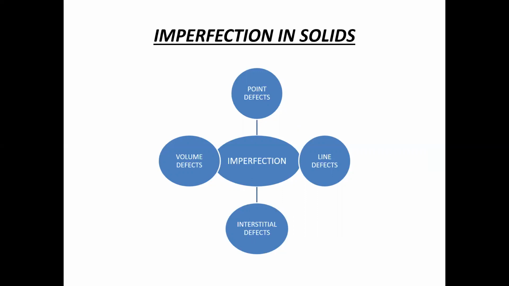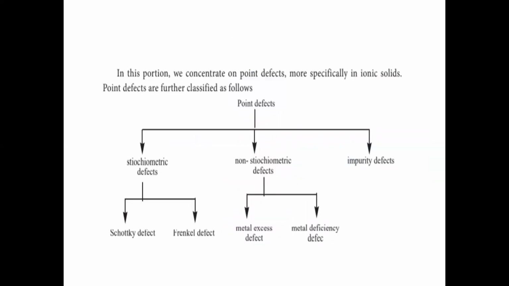Point defects mean the ion is missing at a particular point of the crystal. Line defects mean we see this type of defect along a full line. The volume defects and the interstitial defects are fully based on the voids. In this portion, we concentrate on point defects only.